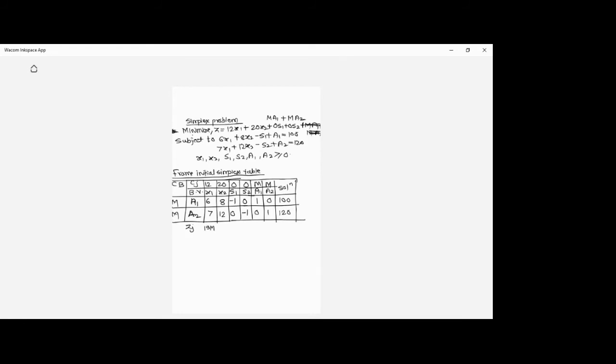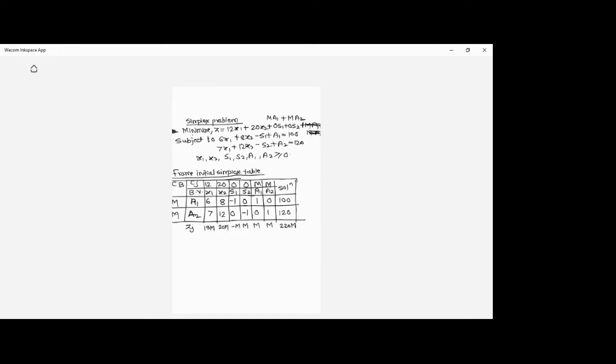Next, 8m plus 12m will be equal to 20m, right? Next, minus m plus 0 will be equal to minus m. Here it will be 0 minus m, which is equal to m. Here it will be m, and again here it will be m. Similarly, 100m plus 120m will be equal to 220m, right?